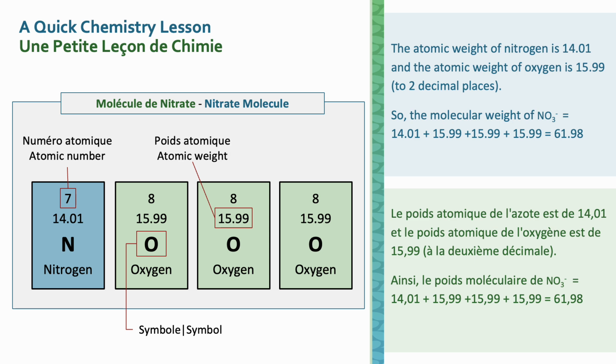Here you can see the nitrogen and oxygen atomic weights. And these are important because this gives us the molecular weight of the nitrate. The atomic weight of nitrogen is 14.01 and the atomic weight of oxygen is 15.99. So when we add all those up together, we get a molecular weight of 61.98. And the next slide, we'll have a look why that's important.